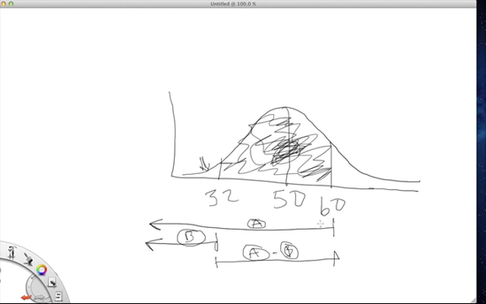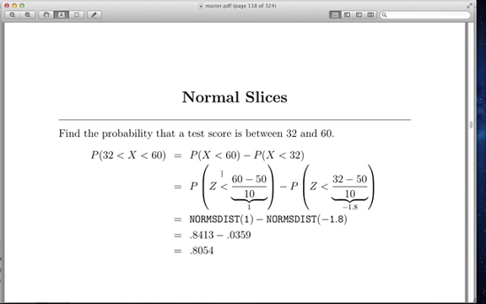Okay, so in summary, to find the area of a slice, what we're going to do is find the chance that we're less than the larger number, subtract off the chance that we're less than the smaller number. Okay, so that's exactly what I've done. I've rewritten this as the probability that x is less than 60, that was my A chunk, minus the chance that x is less than 32, that was my B chunk.